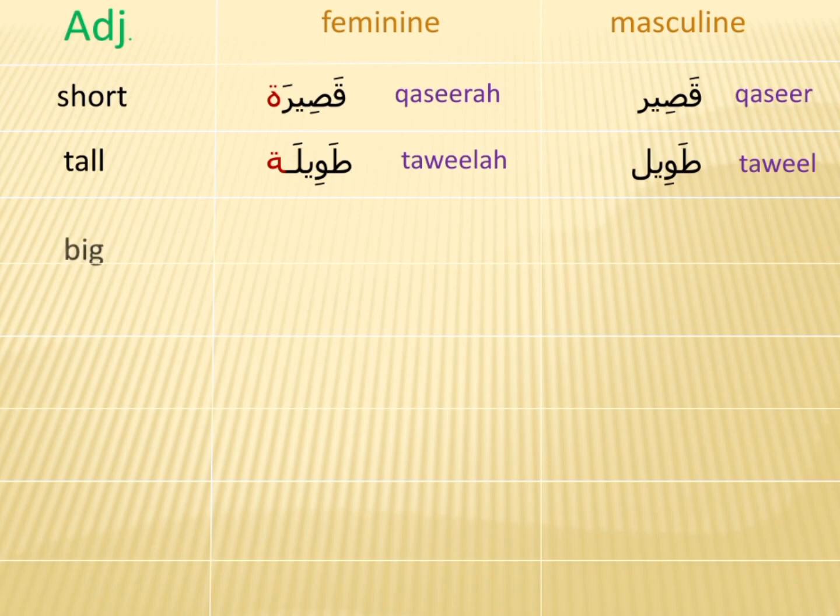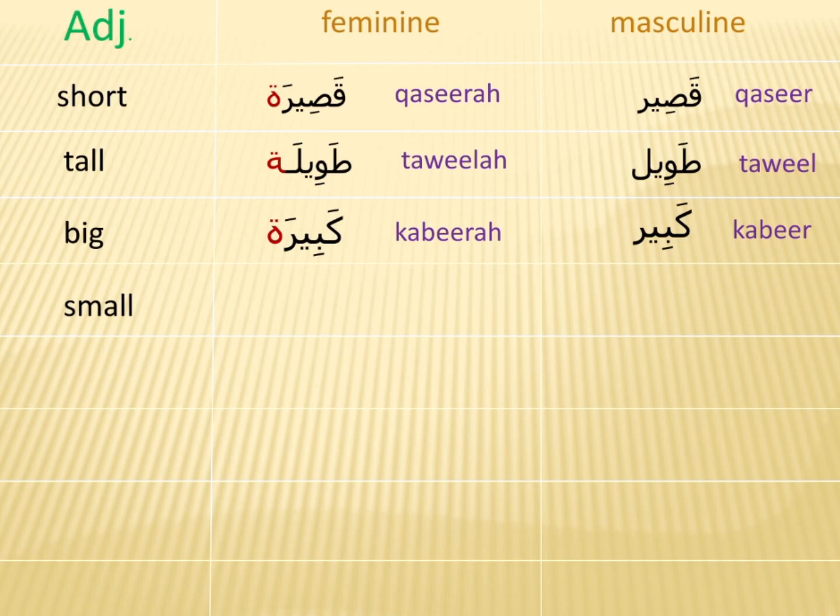Big. Its masculine form is كبير. Its feminine form is كبيرة. The adjective small. Its masculine form is صغير. Its feminine form is صغيرة.